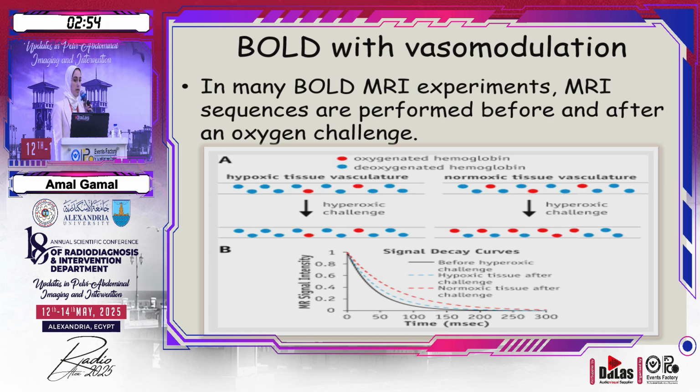In many BOLD MRI experiments, MRI sequences are performed before and after an oxygen challenge. The hyperoxic effect upon the hypoxic tissues shows minimal change in the degree of oxygenated hemoglobin, whereas its effect on the normoxic tissue vasculature is associated with increased oxygenated hemoglobin. This graph shows the red dashed curve showing increased T2 measurement in normoxic tissue after an oxygen challenge, and the blue dashed curve is the T2 measurement in hypoxic tissue after an oxygen challenge.